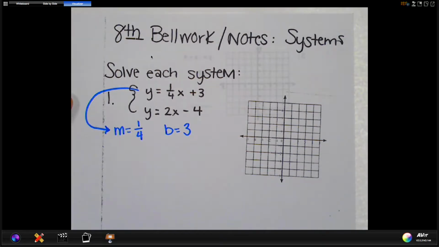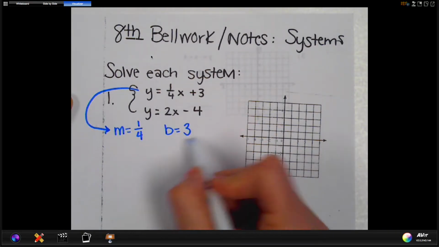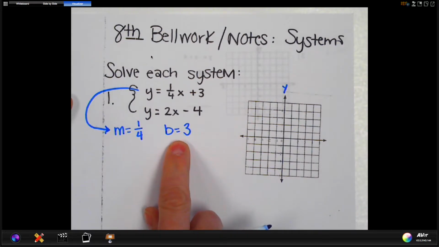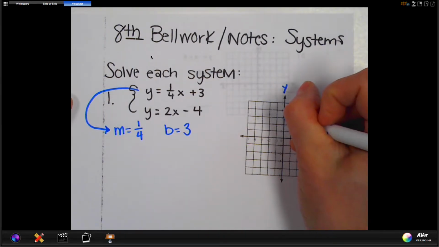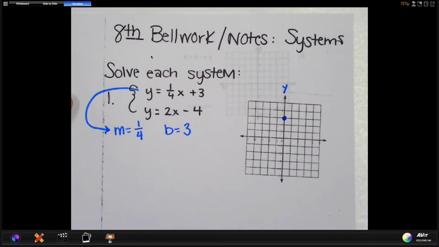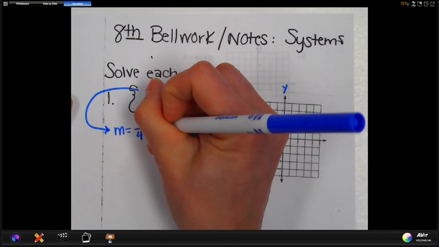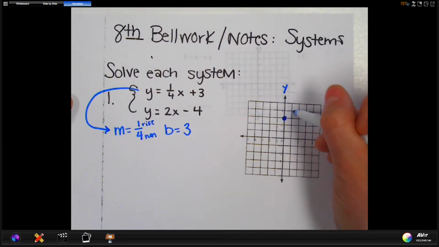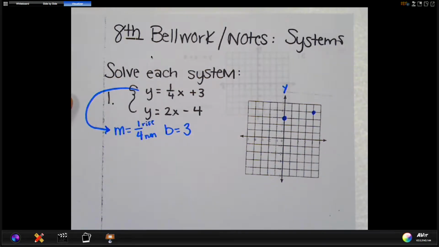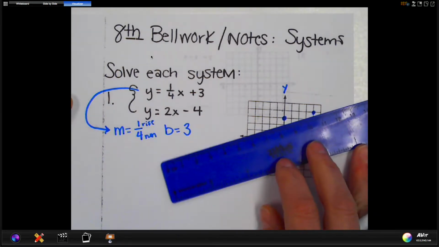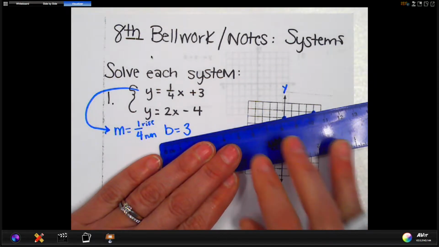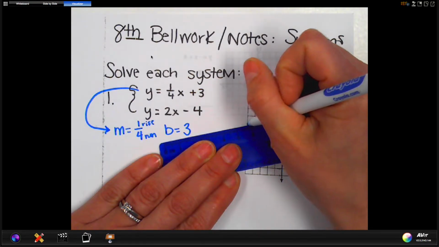Okay, now we need to put that on a graph. b is a y-intercept, meaning that it's going to cross the y line first. So we're going to start by putting a dot at the y-intercept of 3 on the line. Then we are going to use our slope to rise 1 and run 4 from that spot, and make a second dot. Then use a ruler or some sort of straight edge, like the edge of your paper, and draw our line through the two dots, all the way through the graph.